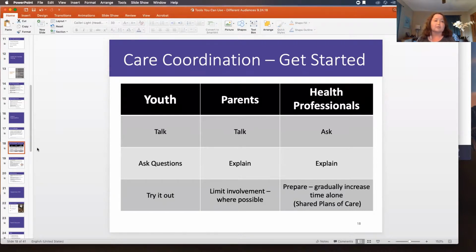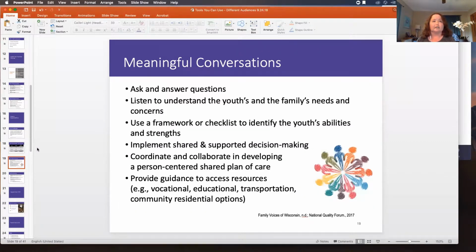So really the role we're asking for from providers in that healthcare transition process is making those meaningful conversations count. So asking and answering questions, listening and understanding what a youth and a family's needs and concerns are, and using a framework to identify youth abilities and strengths.